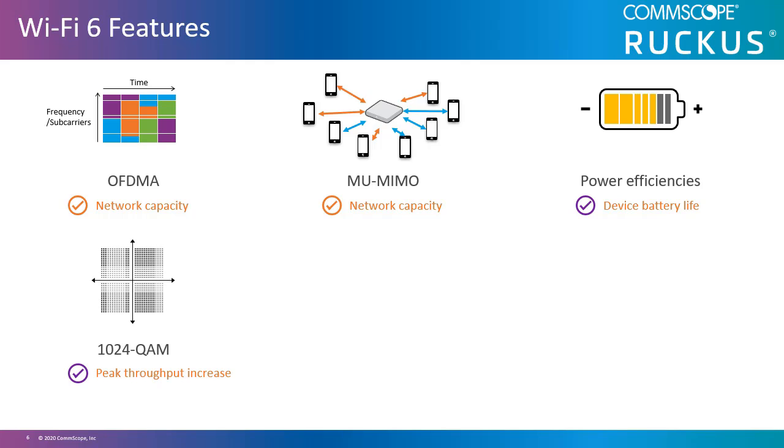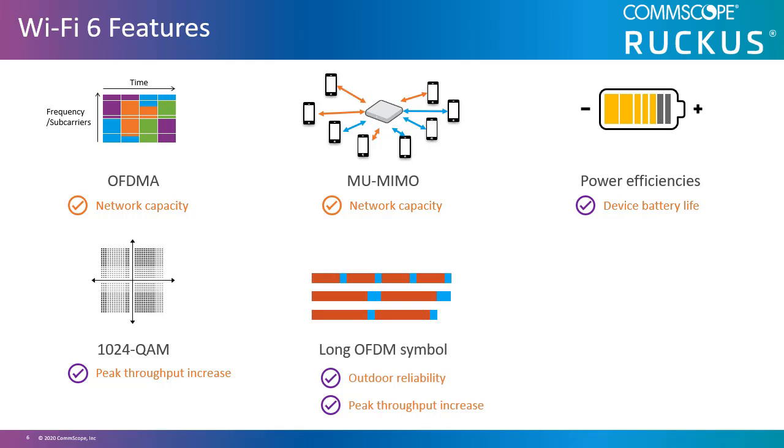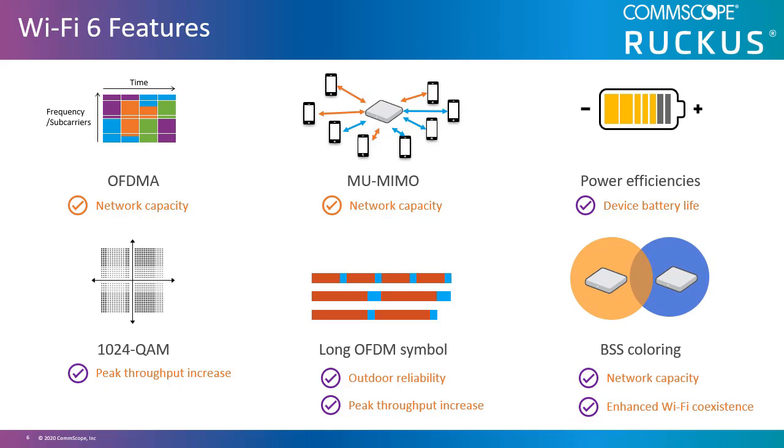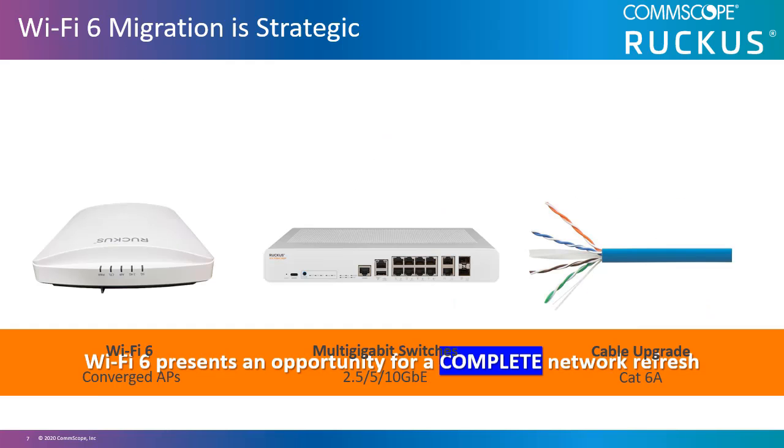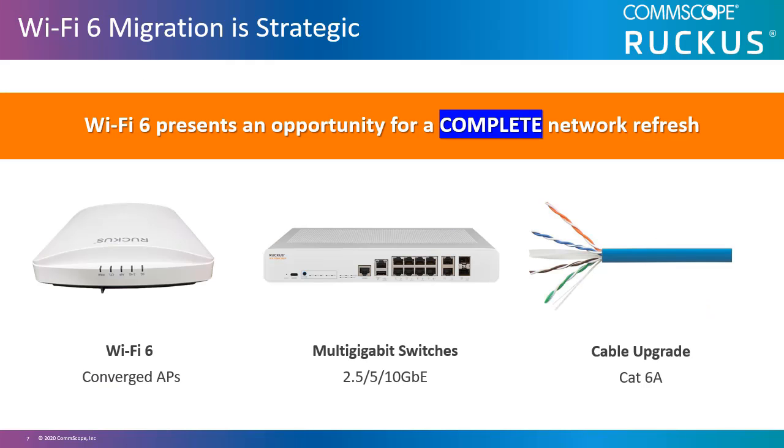1024 QAM has better modulation and helps with higher speeds and feeds. 11AC had 256 QAM, so this allows more bits per symbol. Long OFDM symbol provides more robust performance for outdoor environments as it handles multipath better. And BSS coloring allows spatial reuse, increasing simultaneous transmission and optimizing issues with contention if traffic is meant for a distant AP. The migration to Wi-Fi 6 offers CommScope and our partners a unique vantage point.